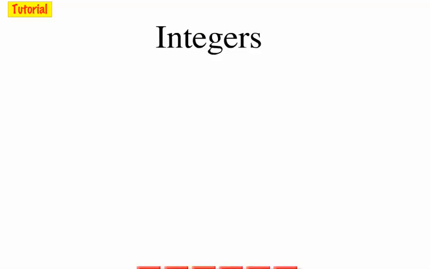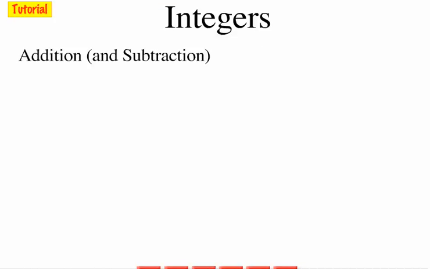Integers. So we're going to be looking at adding and subtracting integers. Well, really adding integers, because subtracting is more adding the opposite. Okay, so let's have a look. So addition and subtraction. If the signs are the same, for example, 3 plus 7, that's 10.